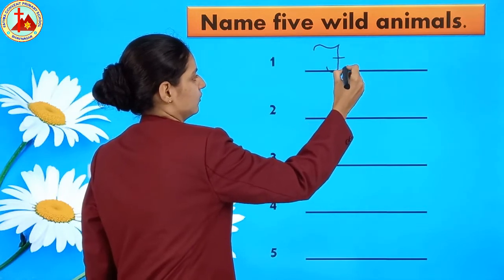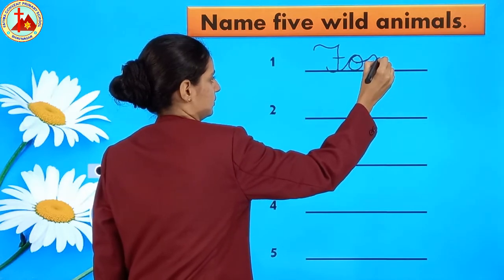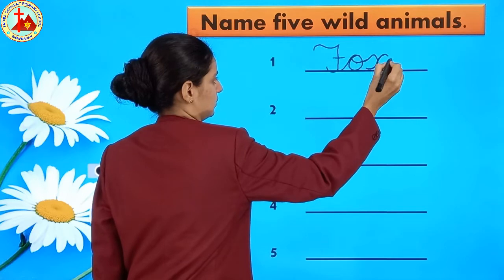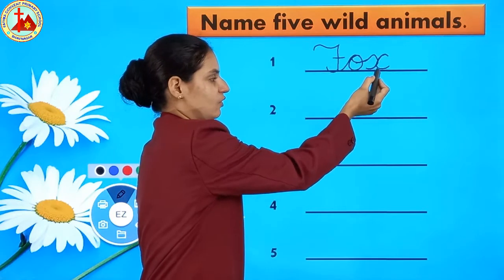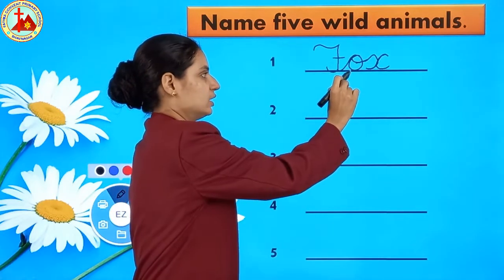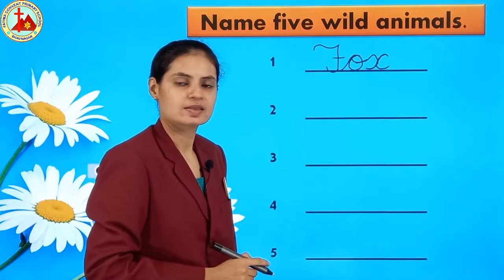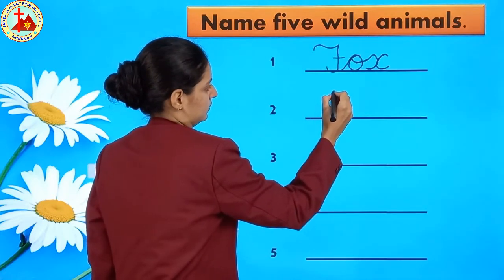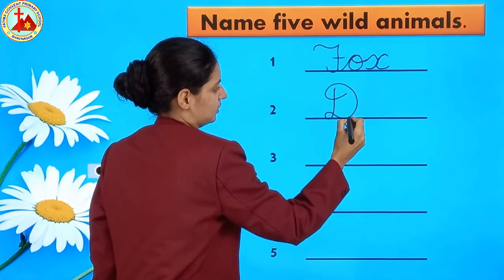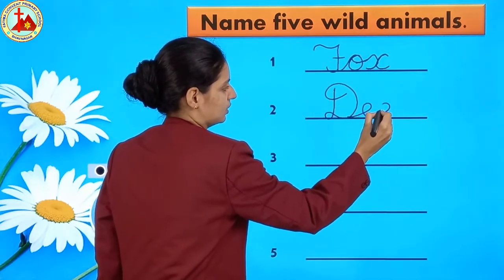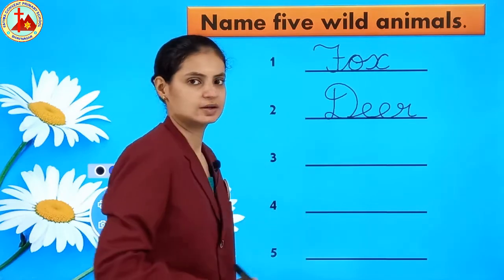Cursive capital F, O, X, fox. F-O-X, fox. First letter is cursive capital, but the rest of the letters are cursive small. And continuously you have to write. Don't lift your hand. The next spelling we will write is deer. Cursive capital D. See, I'm writing first letter capital. Then double E means 2 times E. Double E-R, deer. D-double-E-R, deer.